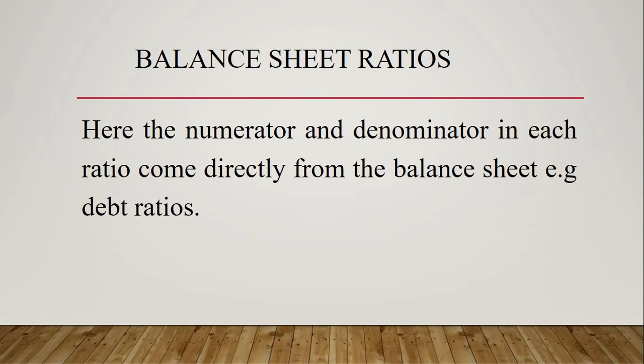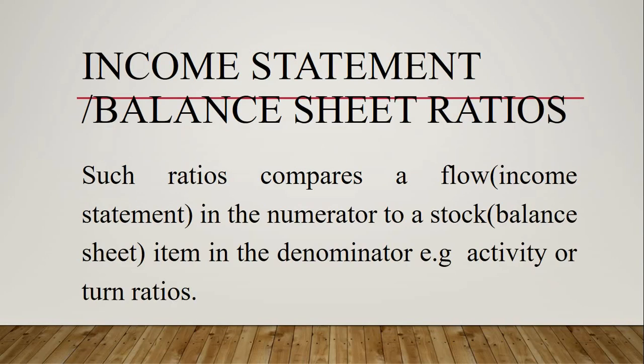These are also called balance sheet ratios when the numerator and denominator in each ratio come directly from the balance sheet. We are only using the data from the balance sheet, then it will become a balance sheet ratio, that is the debt ratio. For example, we want to check the ratio of the debt and equity in our investment. So it will become the balance sheet ratio.